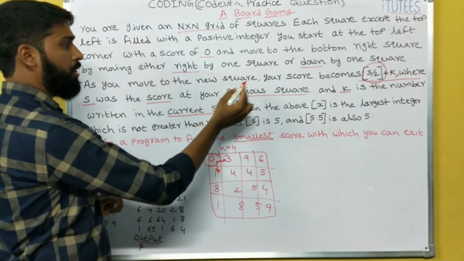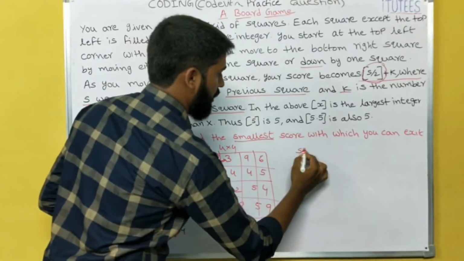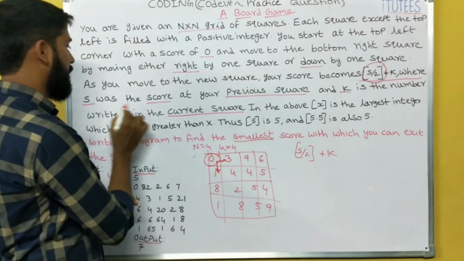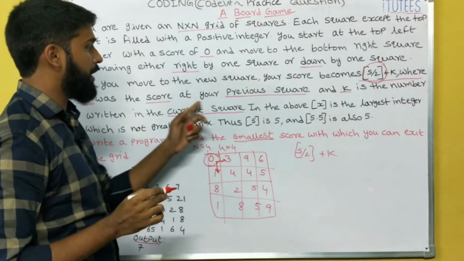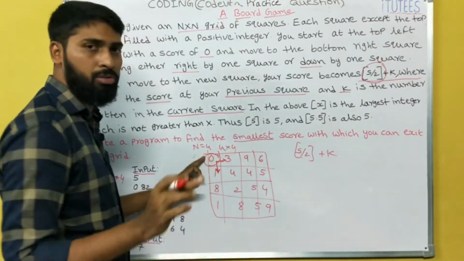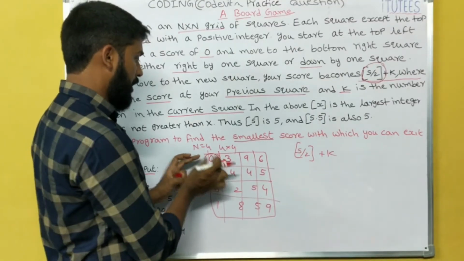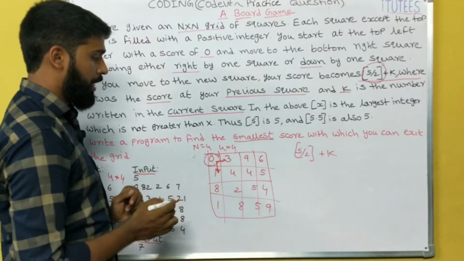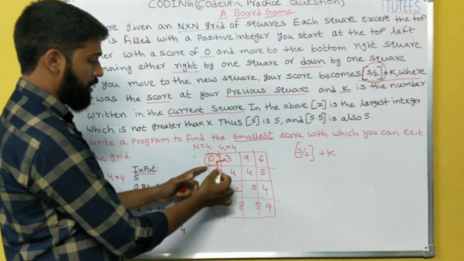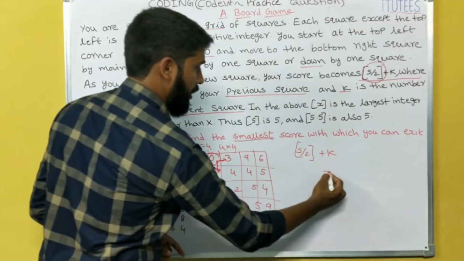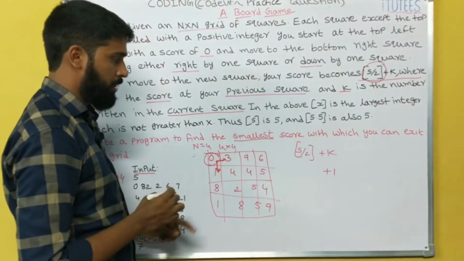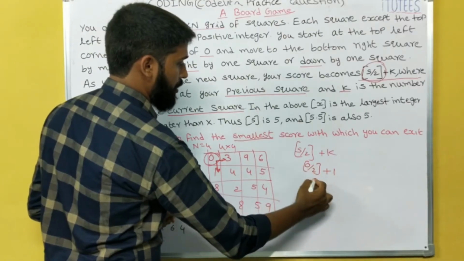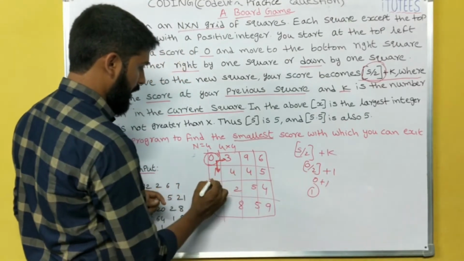As you move to the new square, your score becomes floor(s/2) plus k. So what is the s? s was the score at your previous square. Here s equals 0. Okay. So now we are going to move either down or right. For example, here I am going to move down. The down value equals 1, that means k equals 1. So what is s by 2? What is the previous value? 0 by 2, that means 0 plus 1, 1. That means here the value is 1.